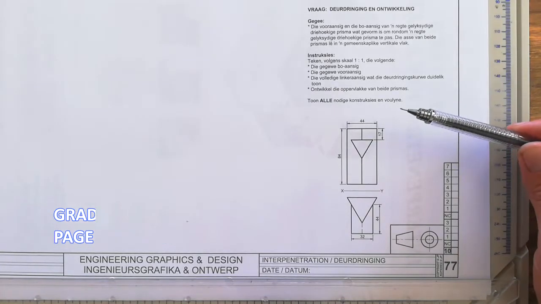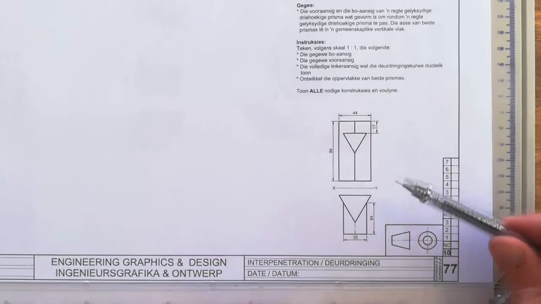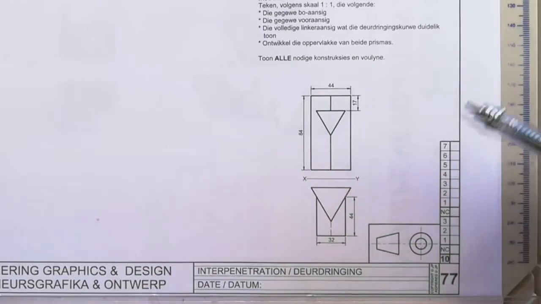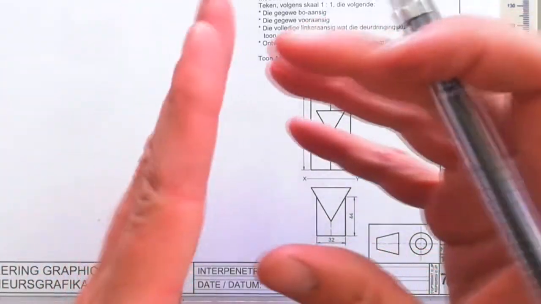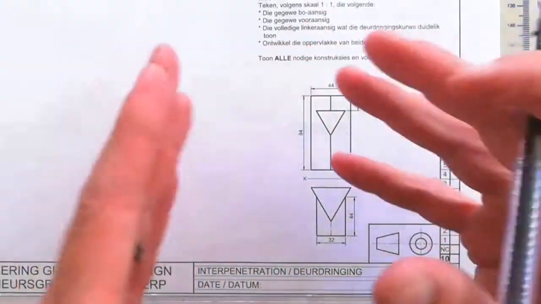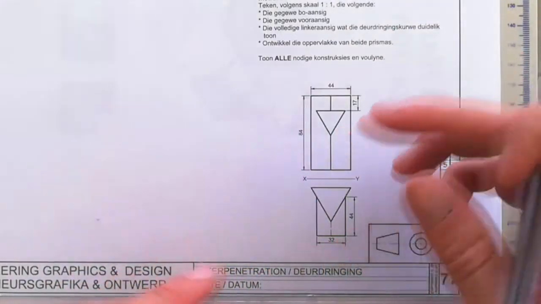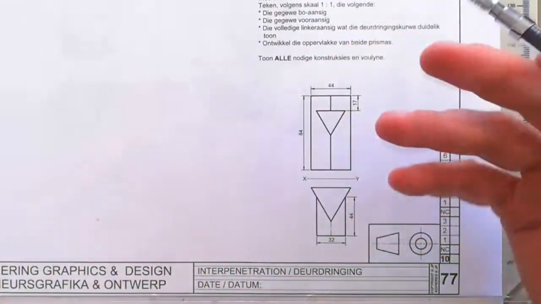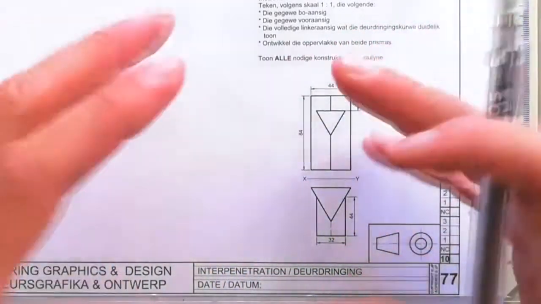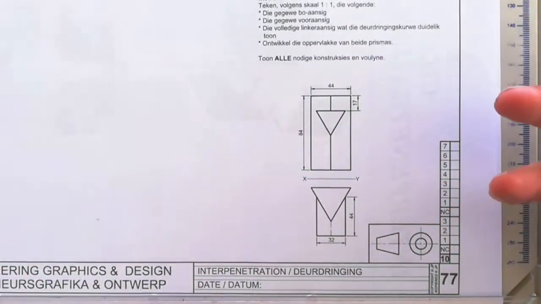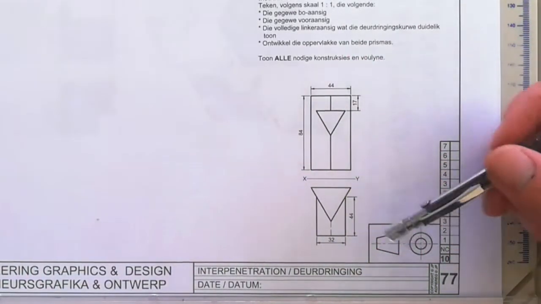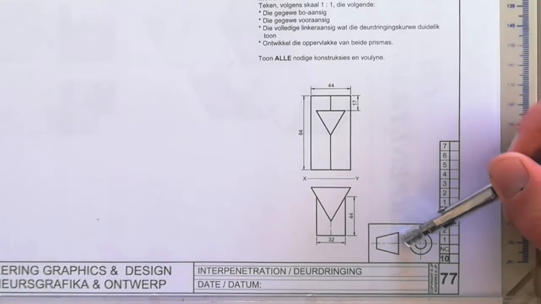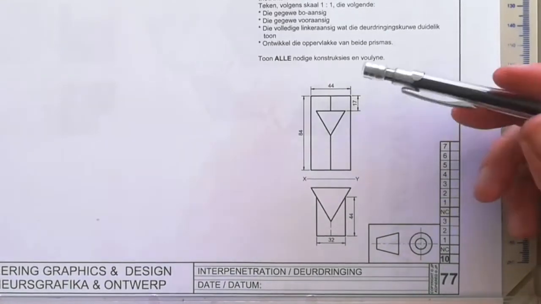Grade 11s, we are on to our next chapter called Interpenetration and Development. This is where we're going to get different objects joining each other. We're going to have to determine exactly how they join each other and how they look when they're unfolded or folded out, developed to be produced, for instance. And we're using our third angle orthographic projection drawing methods.